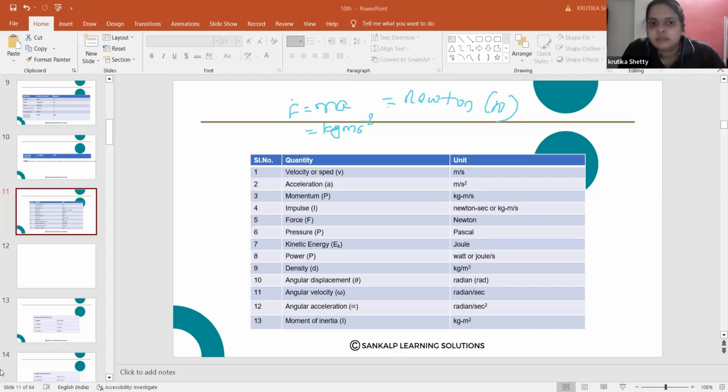Okay, so this is regarding the force and it is expressed in terms of Newton. So what is the unit of force? kg meter per second square is also correct, and saying Newton is also correct.